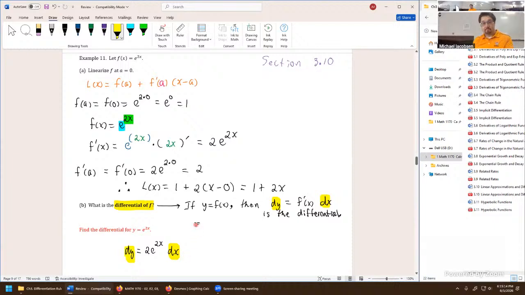Well, that's linearization and differentials all in one as a two-part problem with a revision. Any questions or comments on this one here?